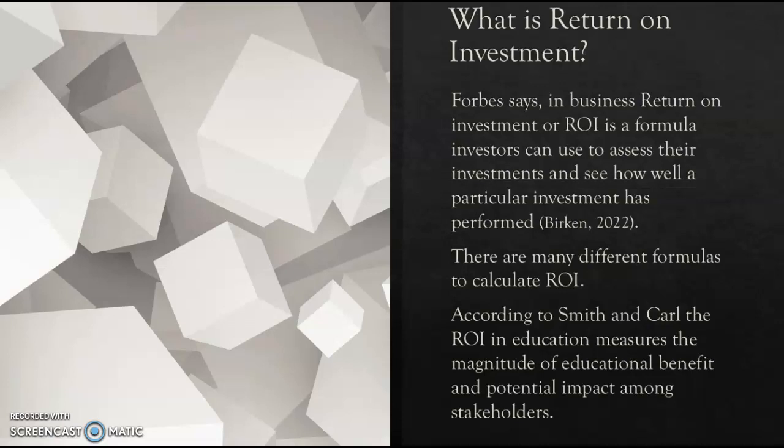ROI can be calculated using many different formulas. The most common formula is net income. The equation for net income is net income divided by the cost of investment times 100. For example, if you invest $1,000 into a business and you get $2,000 in revenue, you would divide 2,000 by 1,000 and multiply that by 100, which will give you a percentage of the ROI, which would be 200%.